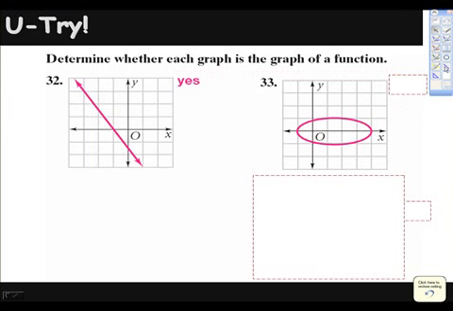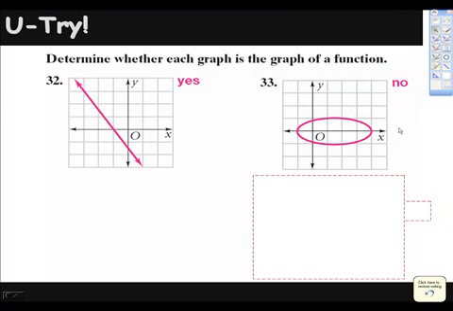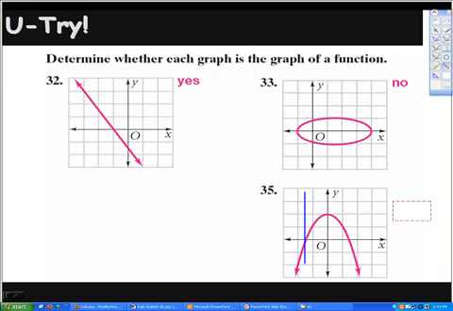How about this graph? If I pull the vertical line across here, would it ever hit more than one point? Well, yeah, in lots of places it hit more than one point. So no, that is not a function. This is called the vertical line test. And how about this graph? If I had a vertical line that I could pull across here, would it ever touch more than one point? Well, no. It would only hit one point at a time. So, yes, that is a function.